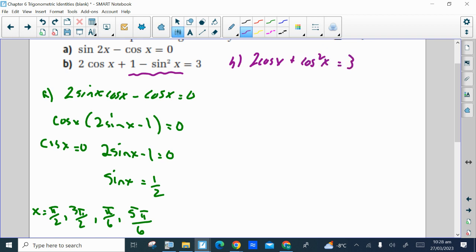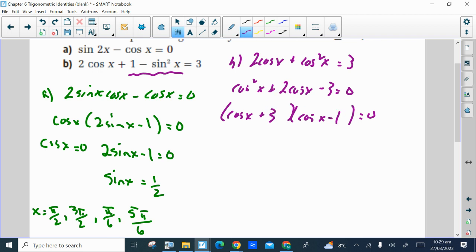Equals 3. So now we will make it equal to 0, right? We've got a quadratic expression in terms of only one trig function. We'll make it equal to 0. We also normally put the squared term first. And there's the quadratic that we will now factor. Two numbers that multiply to get negative 3, add to get positive 2 would be positive 3 and negative 1.